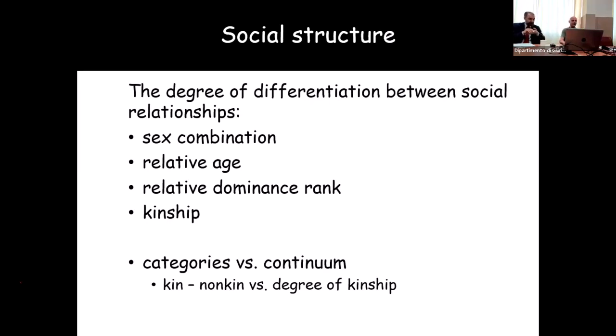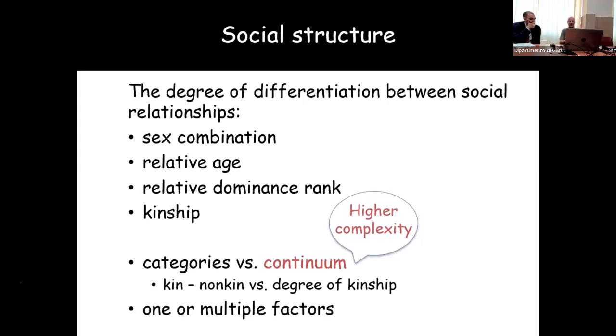And looking now at social complexity, clearly when we have a continuous variable, for the single individual, the social landscape they need to look at is much more complex to deal with, since it is a continuous variation, and to categorize in a way how to behave with all the different types, than with a category. And this is when I'm talking about one single classification, like kin and non-kin based on kinship. But in fact, if we have multiple factors, so the individual needs to take into account the sex combination, the relative age, the relative dominance rank, the kinship, clearly it is much more complex.